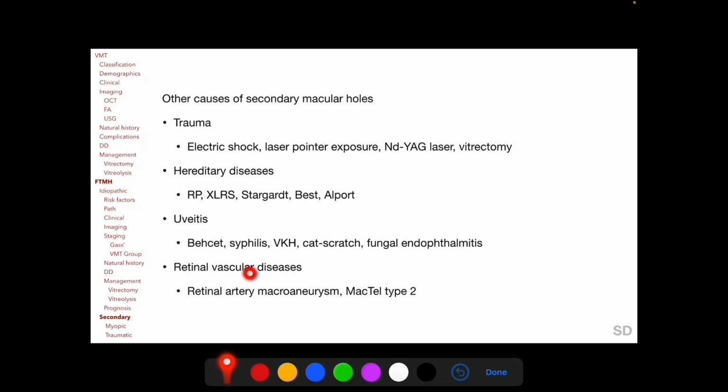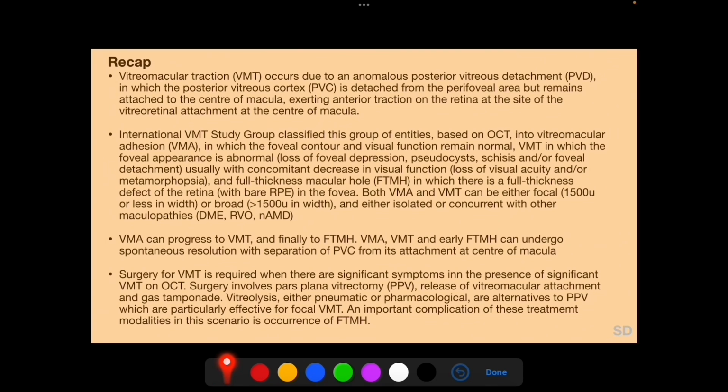and retinal vascular diseases. To recap the salient points, vitreomacular traction occurs due to an anomalous posterior vitreous detachment in which the posterior vitreous cortex is detached from the perifoveal area but remains attached to the center of the macula, exerting anterior traction on the retina at the site of this vitreoretinal attachment at the center of the macula.